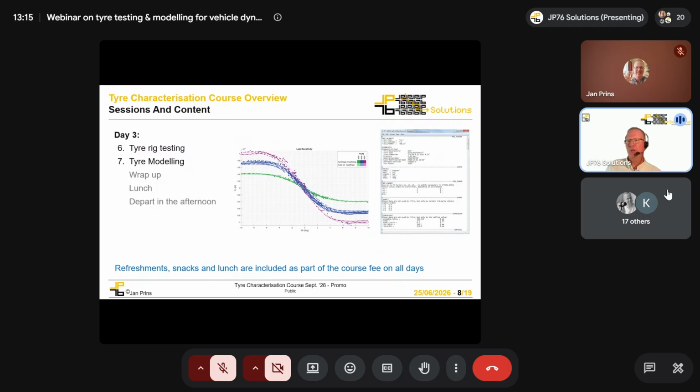Of course, throughout the whole course, there will be plenty of time for questions and discussions and answers. But we'll do it for the final time at the end of this morning, have lunch, and then people again will have the afternoon, evening if needed, to travel back to where they've come from. Throughout the 3 days, refreshments, snacks and lunch will be provided, courtesy of ZF, and basically included in the course fees.